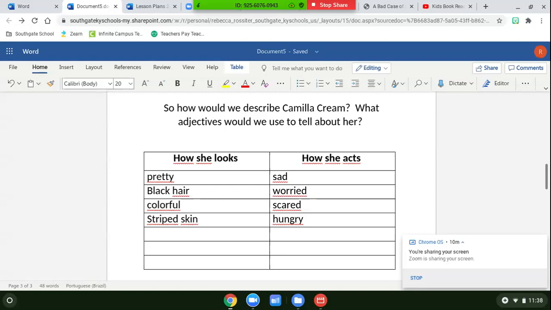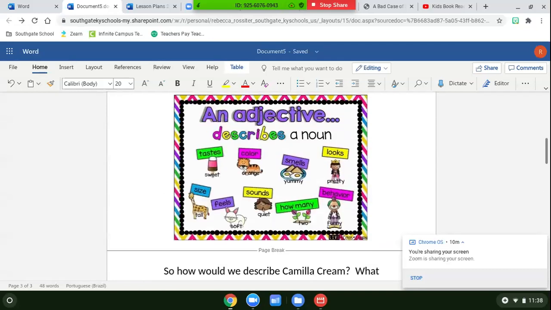So this would be just a quick way to describe Camilla Cream. There's lots and lots of other adjectives that we could use to describe her as well. But what I want you to think about is what other ways could you describe Camilla Cream? What adjectives would tell me what she looks like, or what something in the story smells like, or what color something was, how did she feel, how did she sound, all of those different adjectives that you could use.